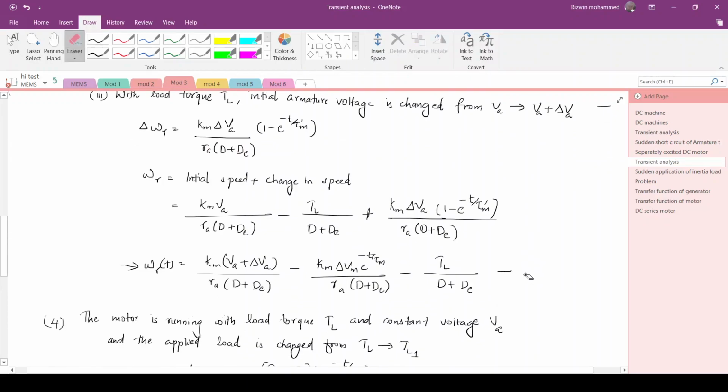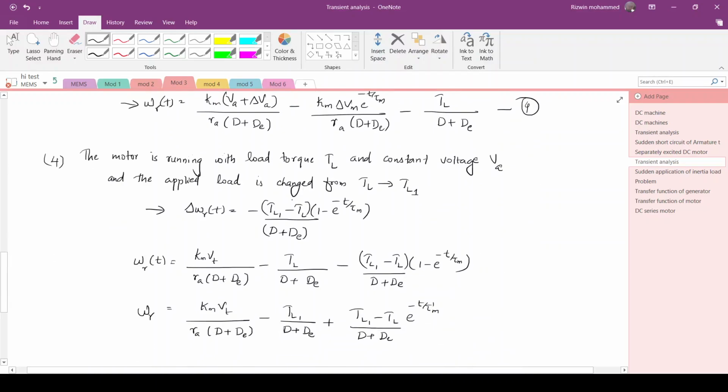In equation number 4, you can see the middle term will decay at infinity. So finally, the steady state values will have these two terms alone, where the first term is due to armature voltage and the second term is due to load torque. Okay, that's the speed component due to load torque, and the first term is the speed component due to applied armature voltage. So you could see the impact of the change in armature voltage.